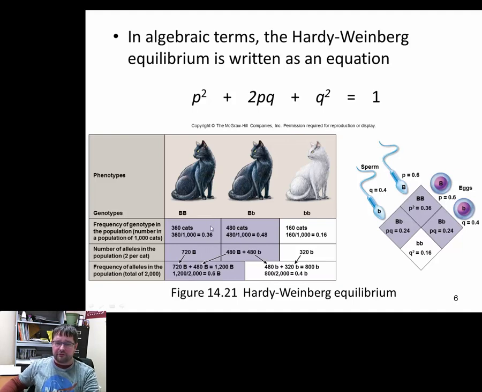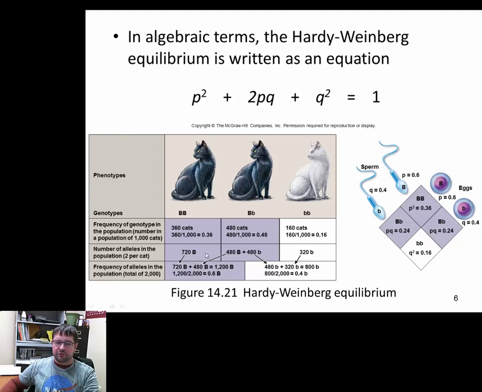If we're looking at 360 cats that are homozygote dominant out of 1,000, the frequency is 0.36. Okay? The number of heterozygotes is 0.48. The number of homozygote recessive is 0.16.